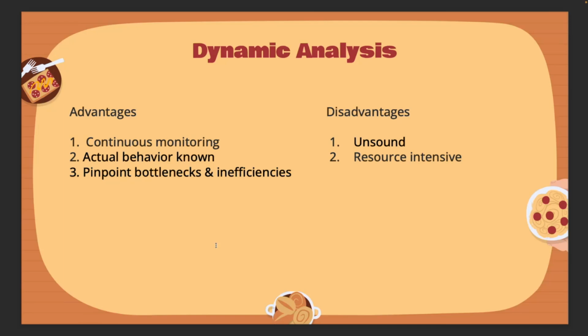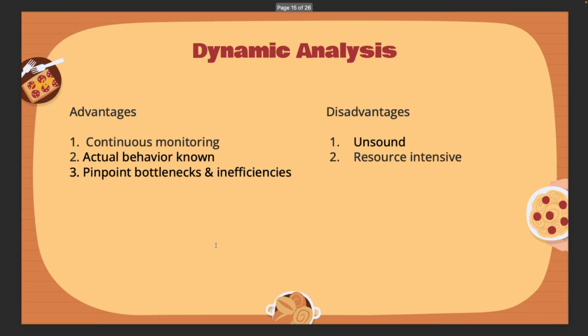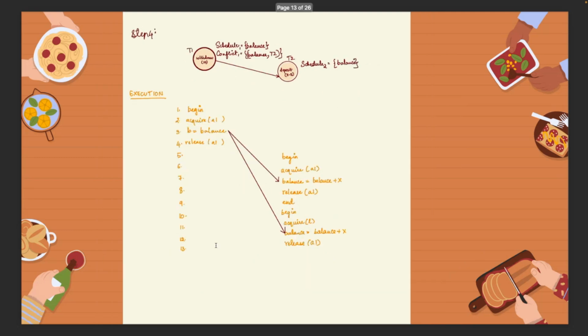Another disadvantage here is I only know for this execution that everything is okay. I cannot guarantee anything about any other execution. So there are too many executions possible, and you cannot check this way for every execution. Another thing is that you usually have to keep remembering what value is. I mean, basically it can be quite resource intensive.